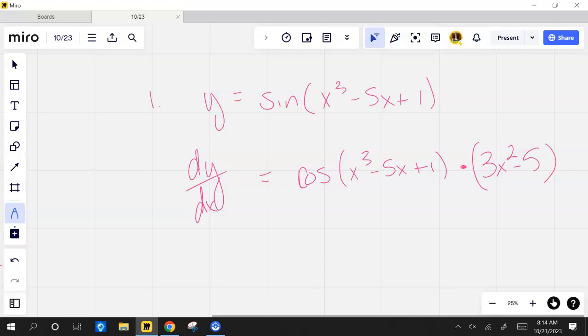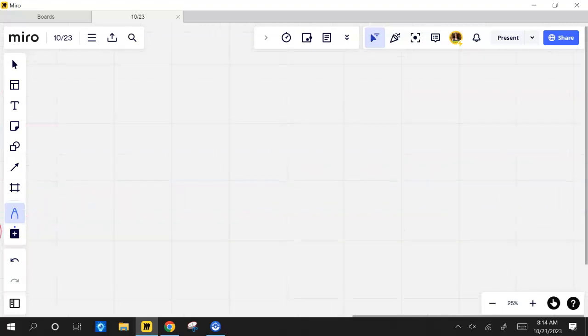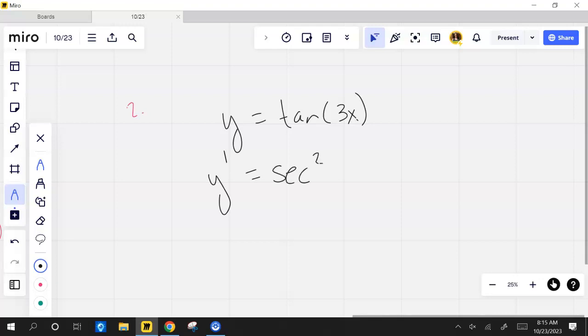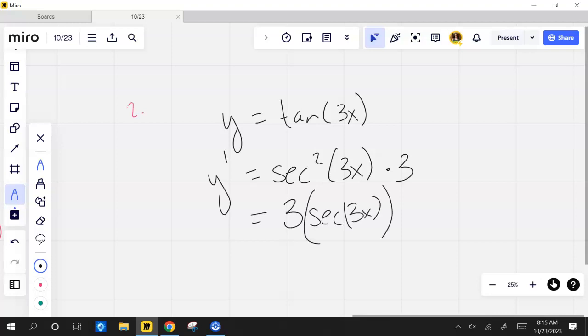Number 2 asked for a second derivative. Tell me if I got too fast. The tangent of 3x. So I'm going to do the derivative of tangent first. The first derivative, which is what? Secant squared x, and my x is 3x. And then I need to chain it, right? So this is really 3 secant, and I'm going to write it like this so you see it. That's the same thing, yes?